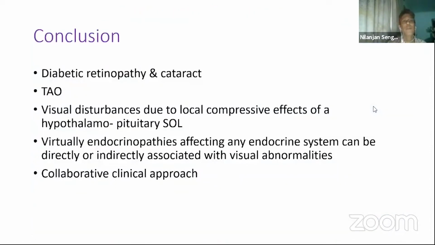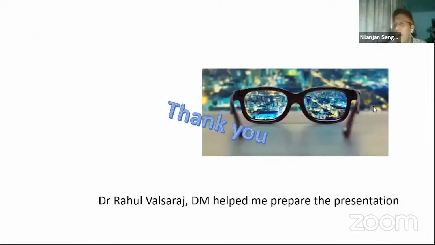To conclude, therefore, though our bread and butter would be diabetic retinopathy and cataract and thyroid-associated orbitopathy, as well as a hypothalamo-pituitary SOL causing visual problems, we have to keep in mind that virtually any endocrine disease can directly or indirectly impact vision, and we must have a high index of suspicion. And needless to say, we need to have a collaborative clinical approach for uncovering these visual problems and addressing them where possible. Thank you. Thank you for the opportunity.